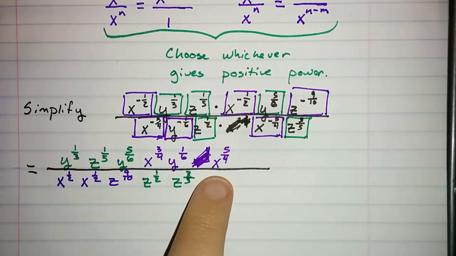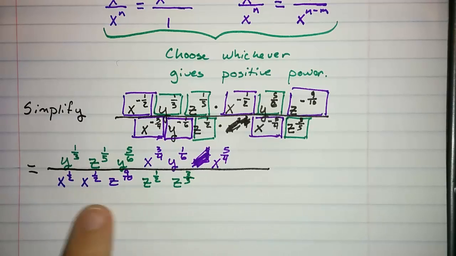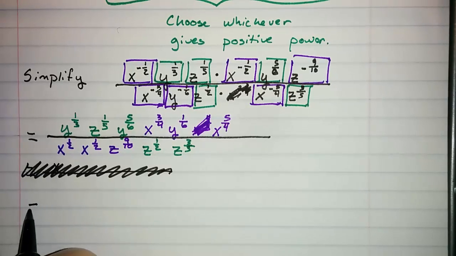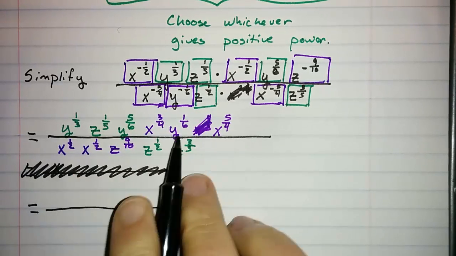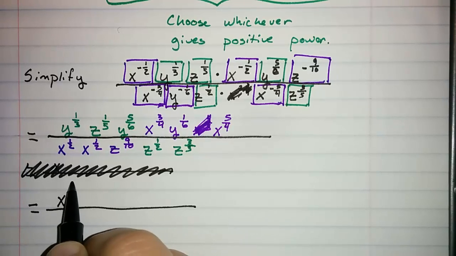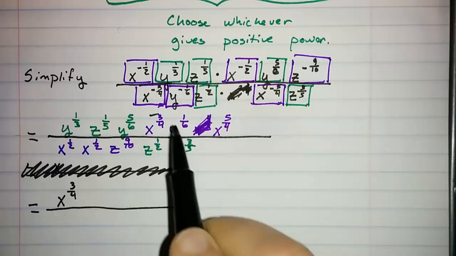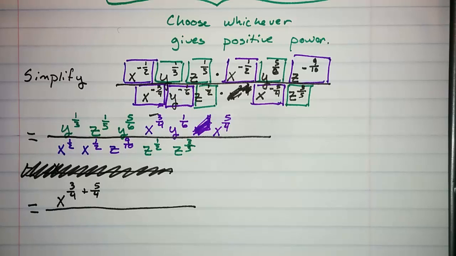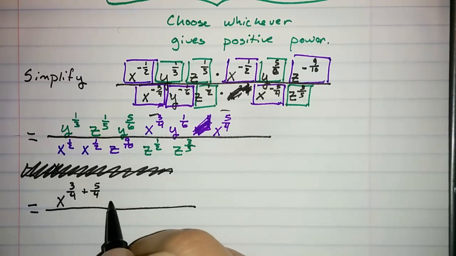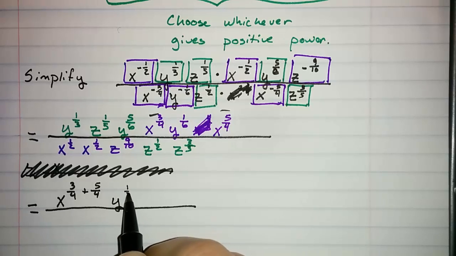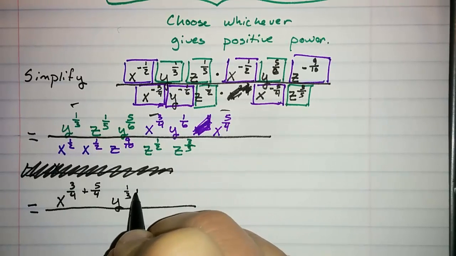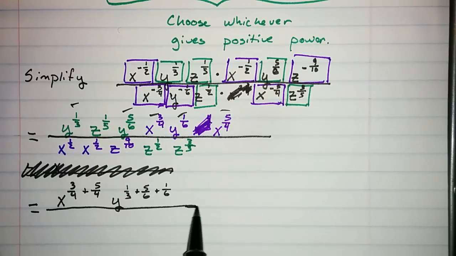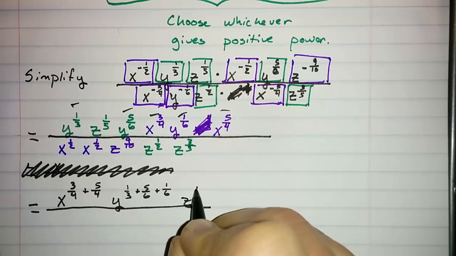Now I'm going to put together all of the same variable that I see in the numerator, put together all of the same variable that I see in the denominator. So in the numerator, I see x to the 3/4 and 5/4. So I'll have x to the 3/4 plus 5/4. I see y to the 1/3 and 5/6 and 1/6. And the only z I see is z to the 1/5.